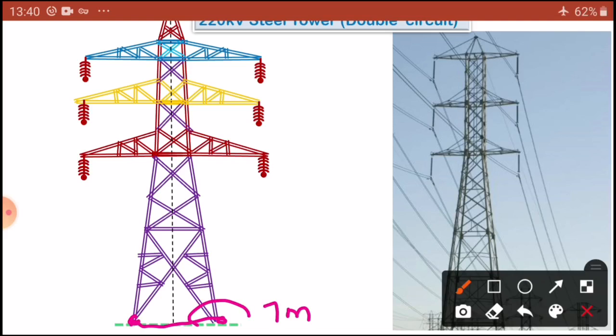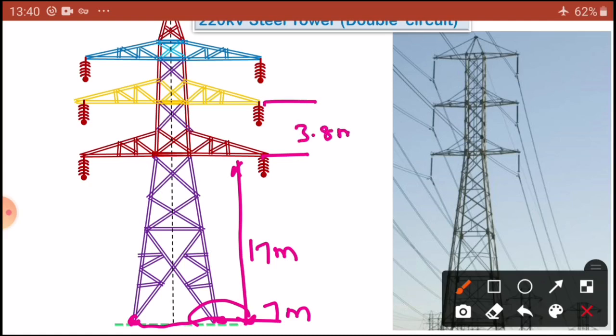Now this length from the ground is nearly 17 meters. Now this length is equal to 3.8 meters. This length is the same, 3.8 meters, and the last length is 3.4 meters only. This length is 1.4 meters as well.